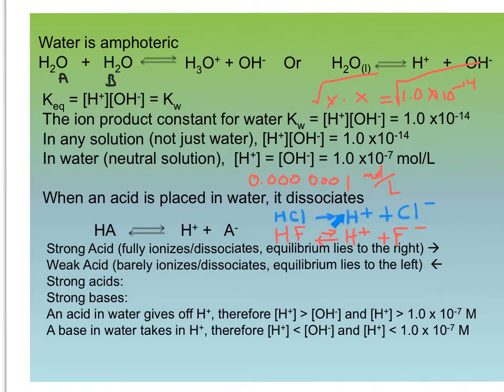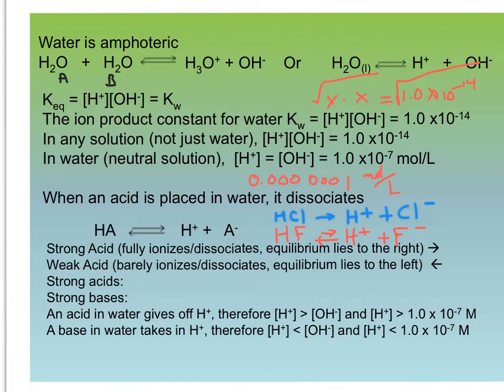A strong acid fully ionizes, turns into ions. So all of it turns into the ions. I don't have any of the molecular acid left when I put it in water. Something that is weak, most of it remains as the molecular acid, and a very, very tiny amount of H+ and F- form. So with HCl, we say the equilibrium lies to the right because it's product favored. With a weak acid, the equilibrium lies to the left. That means it's reactant favored. I have mostly reactants at equilibrium.